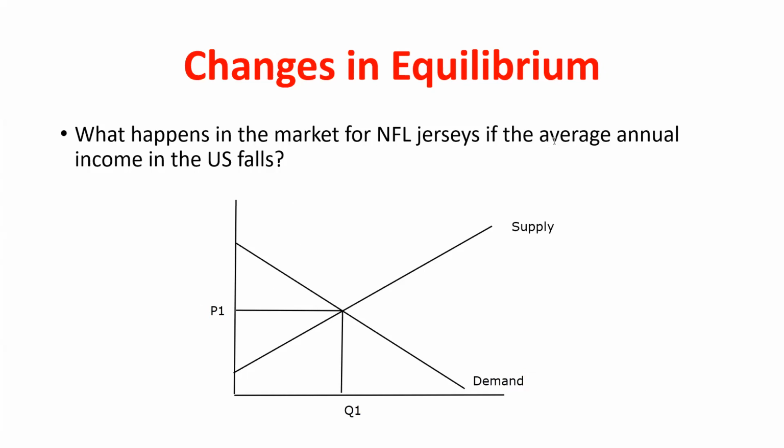So what happens if we're looking at the NFL jersey market and annual income in the US falls, right? So we see a decrease in overall income across the country. What would happen to my demand curve there? Less money, people are willing to buy less of it, so we see this decrease in demand, right? So this decrease in demand curve will shift closer to the origin. I'll try to draw it kind of extreme here so it's easier to label. Let's call this the new demand curve.